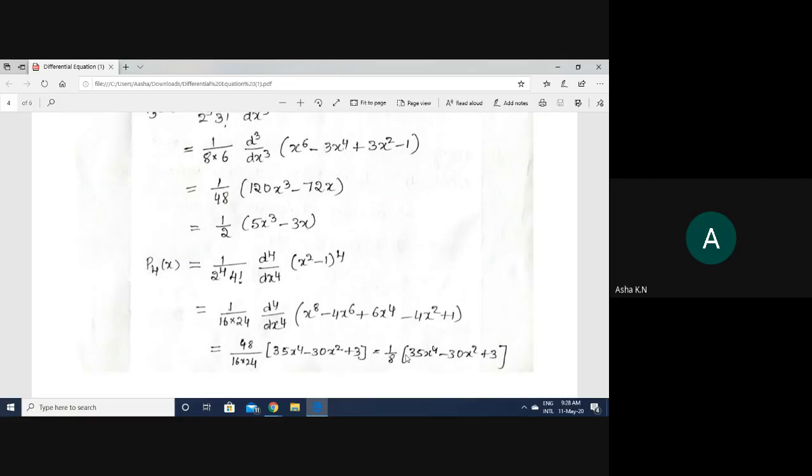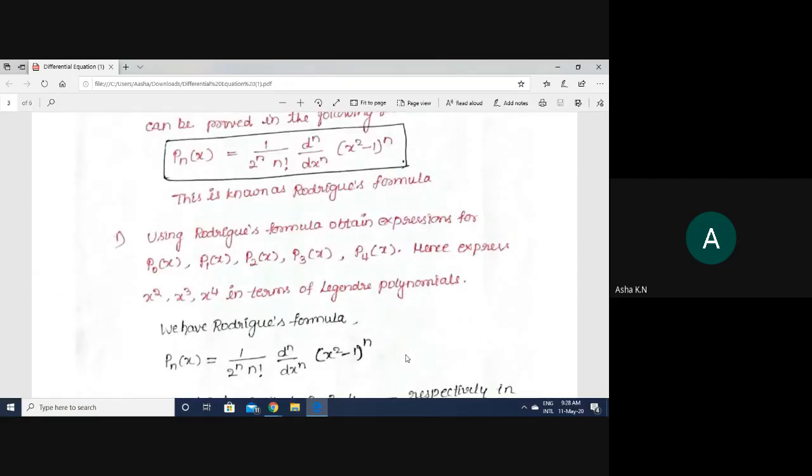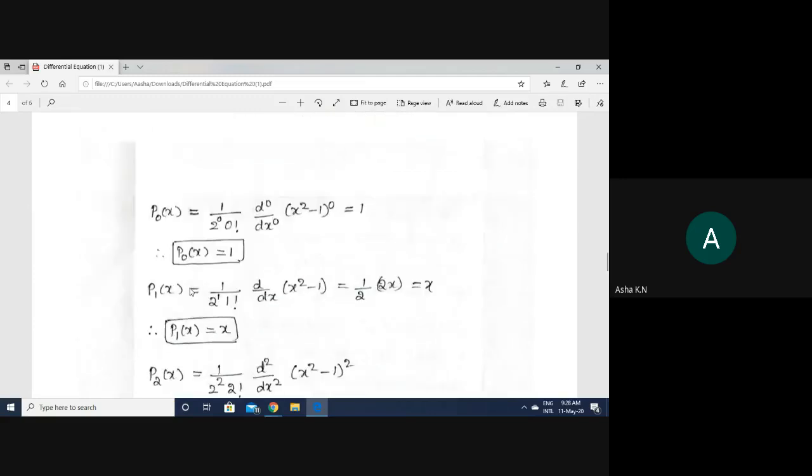Now, after this, what are they asking? They are asking 'and hence express'. That means after finding this, using these, express x square, x cube, x power 4 in terms of Legendre polynomial. We have to express these in terms of Legendre polynomial now.